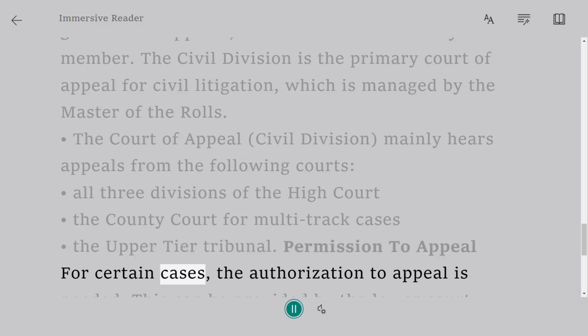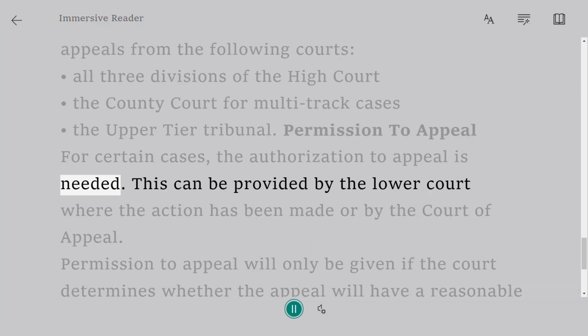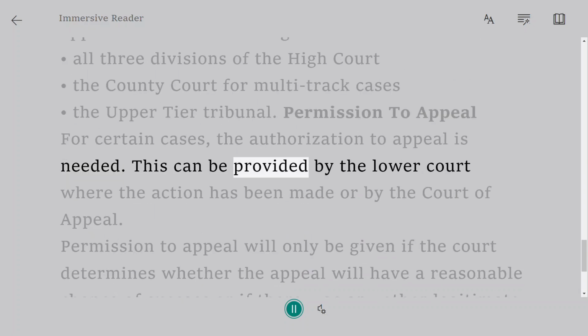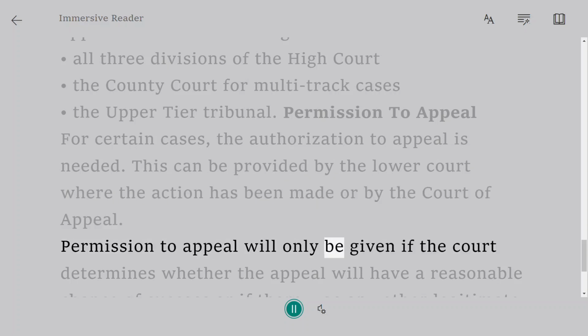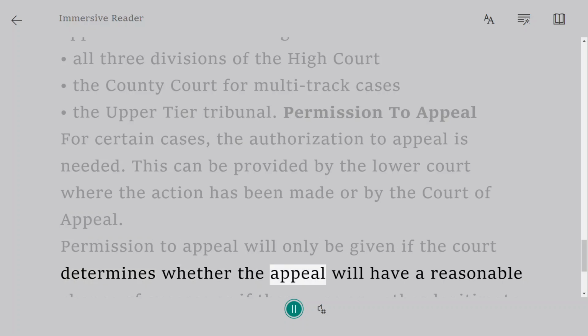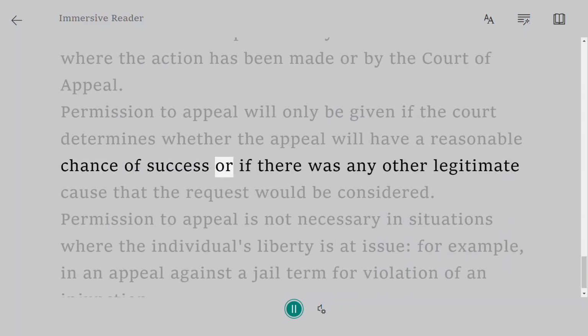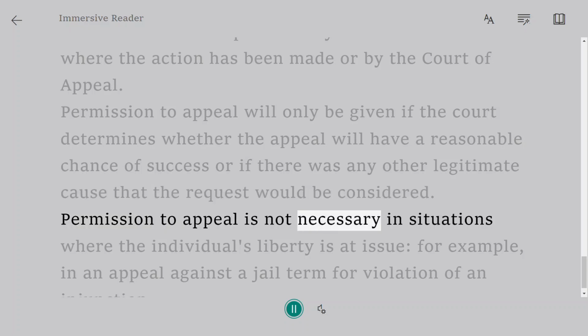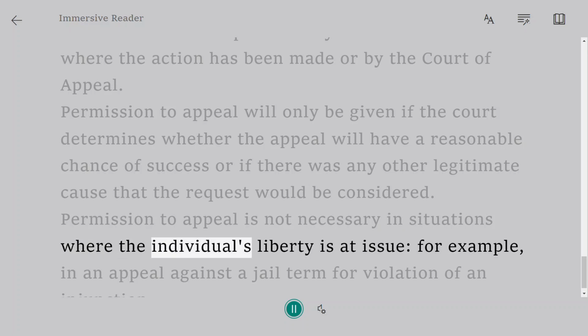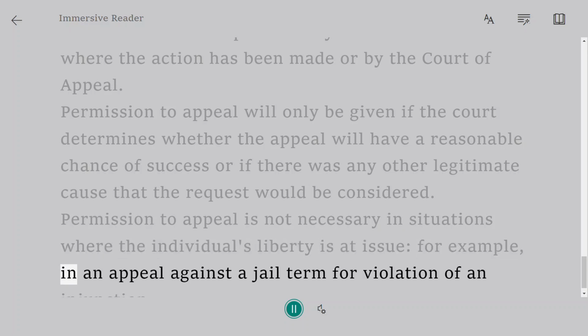Permission to appeal. For certain cases, the authorization to appeal is needed. This can be provided by the lower court where the action has been made or by the Court of Appeal. Permission to appeal will only be given if the court determines whether the appeal will have a reasonable chance of success or if there was any other legitimate cause that the request would be considered. Permission to appeal is not necessary in situations where the individual's liberty is at issue, for example, in an appeal against a jail term for violation of an injunction.